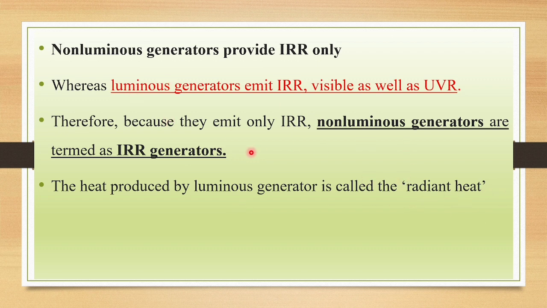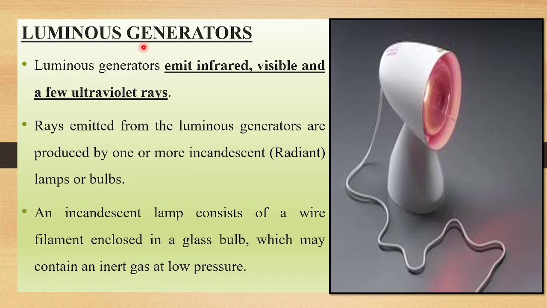So non-luminous generators emit only infrared radiation, so they are known as infrared radiation generators. Coming to the luminous generators, they emit infrared, visible and a few ultraviolet rays. Rays emitted from the luminous generators are produced by one or more incandescent or radiant lamps or bulbs.